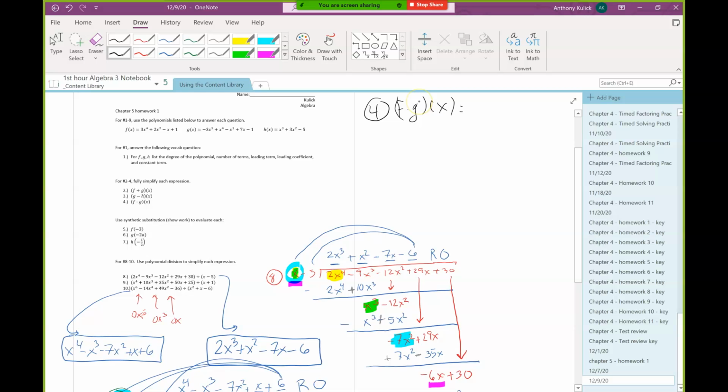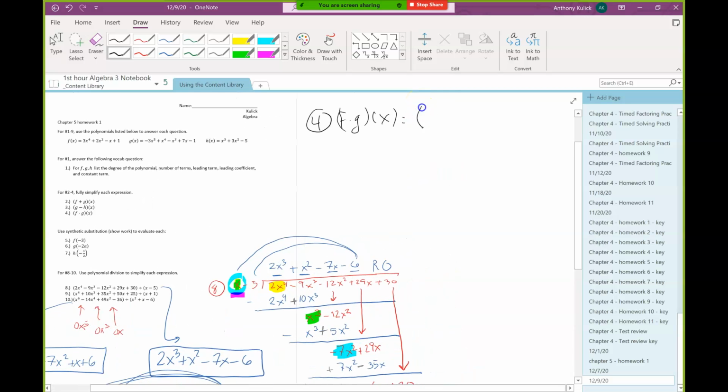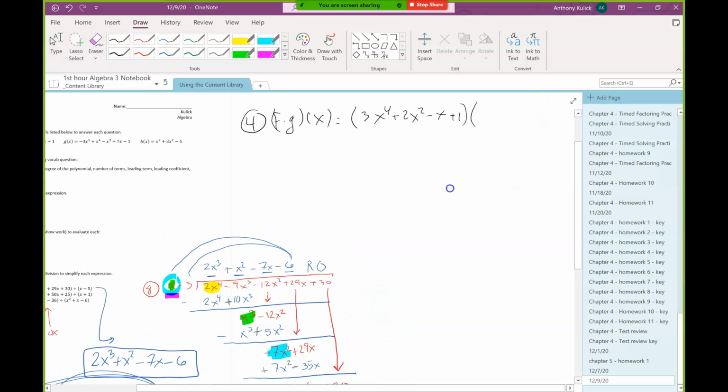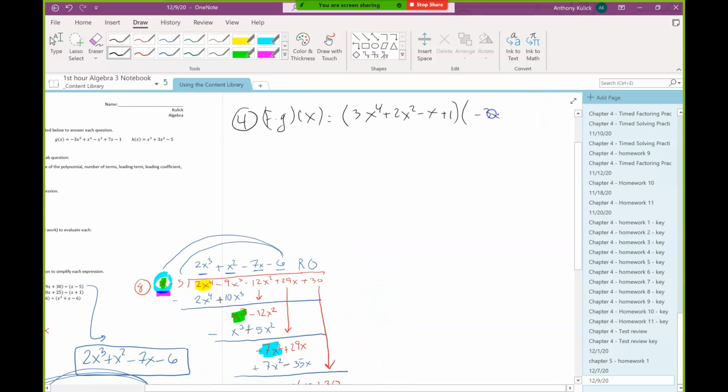So if we want to do the multiplication of these, we're just going to be multiplying the polynomial f of x with the polynomial g of x. Just going to copy down that information.